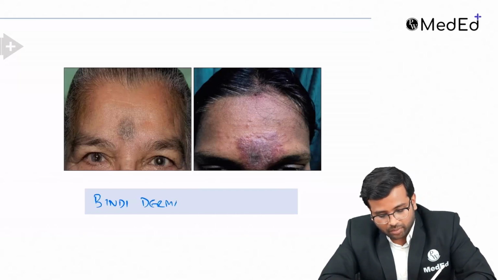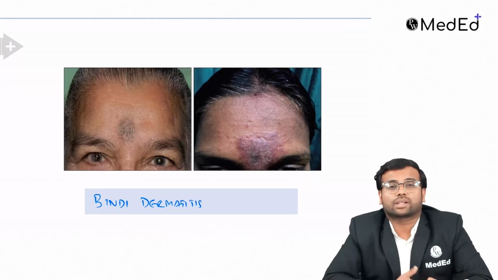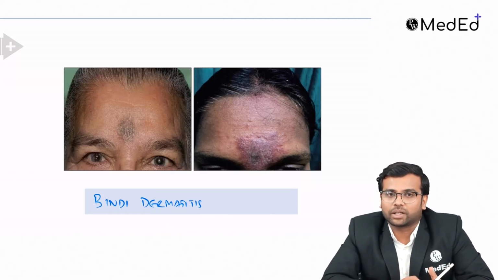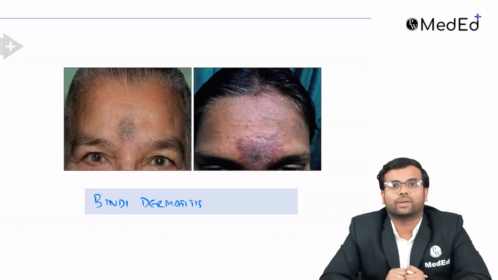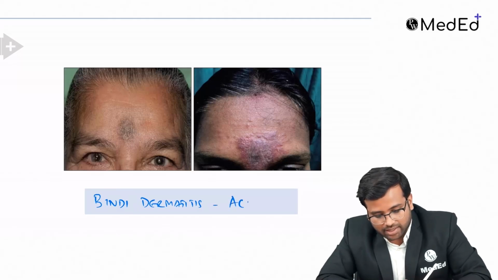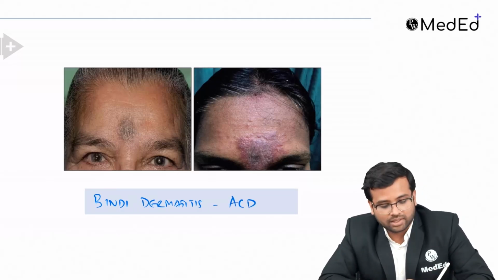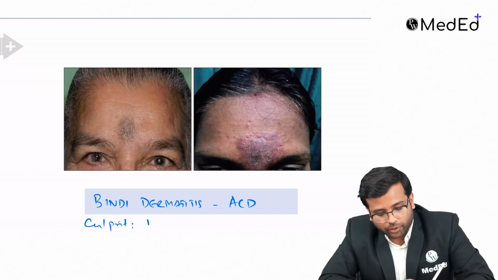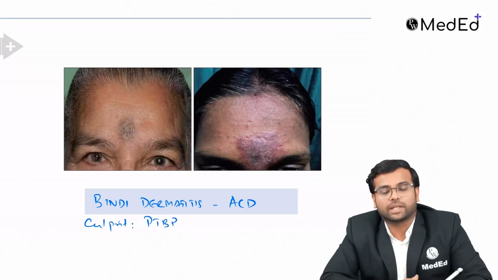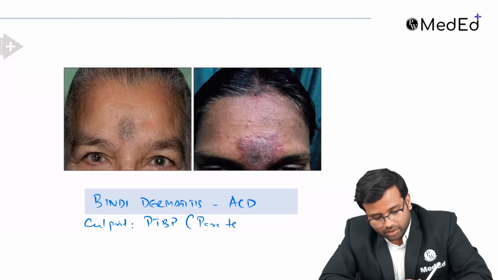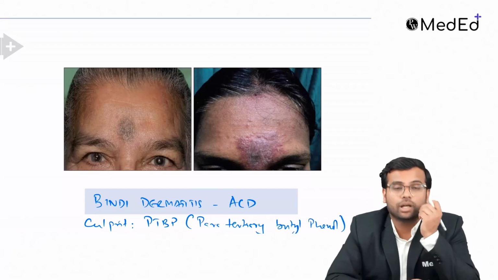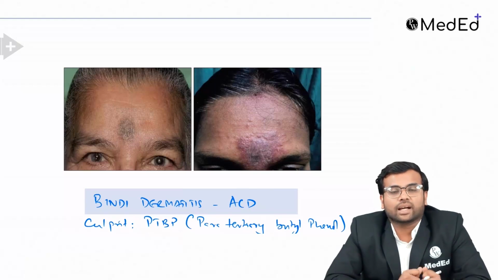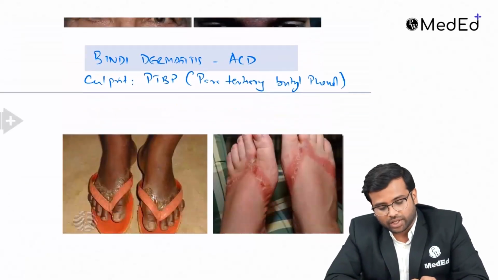This is bindi dermatitis. Now in the exams they may ask you what is a culprit for this kind of allergic contact dermatitis. The patient used it once, there was no problem, but on repeated exposures this patient would have developed the symptom. So this is again an example of allergic contact dermatitis, and the culprit here is going to be PTBP. Now what is PTBP? This is para tertiary butyl phenol. So para-tertiary butyl phenol is the culprit in bindi dermatitis, which is again a type of allergic contact dermatitis. Now let's move to the next one.